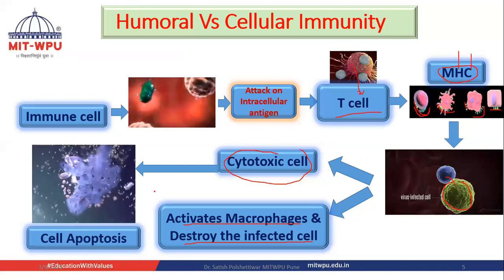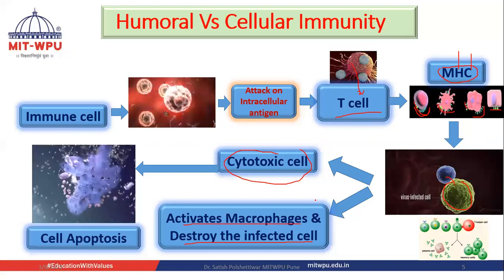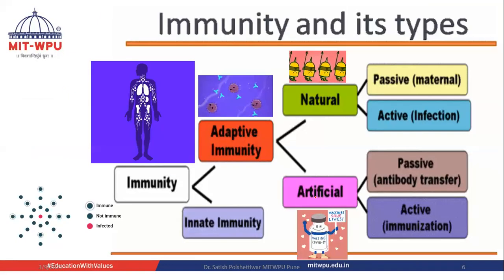I hope you understood this. So this is the process, and this is immunity and its different types. Probably we will discuss the rest in the next session. Thank you.